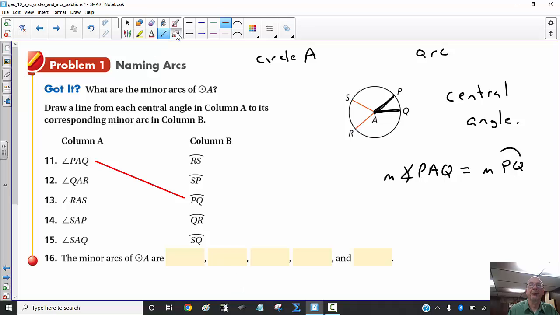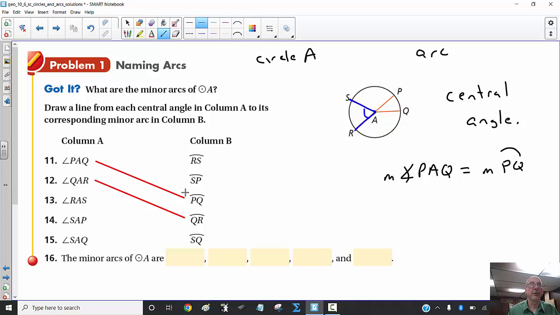Okay, let me erase what I wrote and then do the next matchup. Let's see. We have QAR. So that's the central angle. So QR is the arc. QR. Whoa, I really wanted that to show. Oh well, we'll pick a different color later. Okay. RAS. RAS. Okay, so RS is the arc.